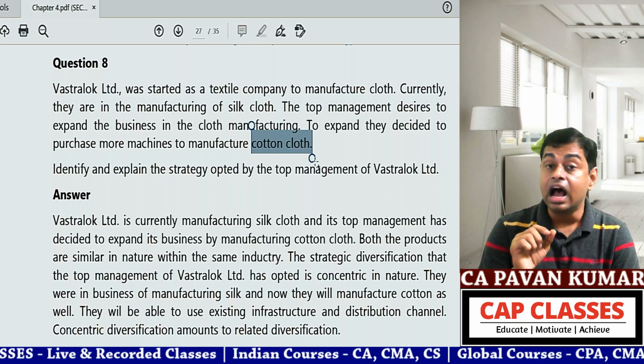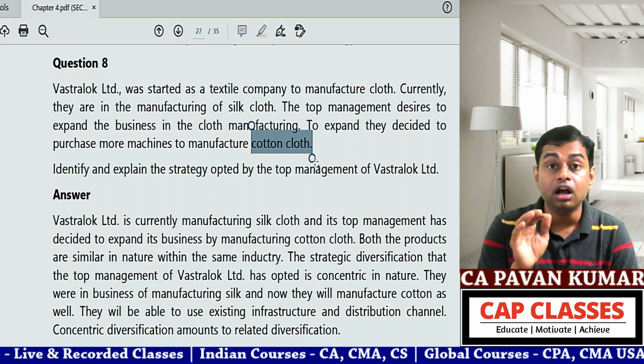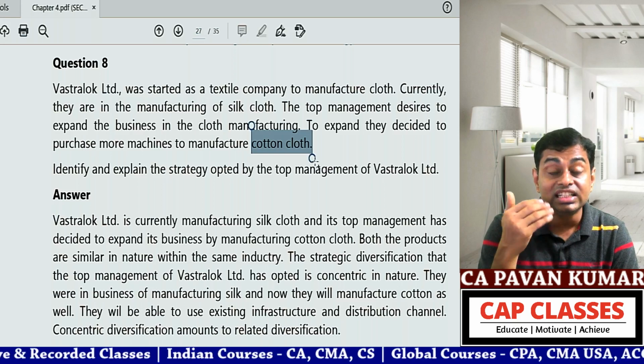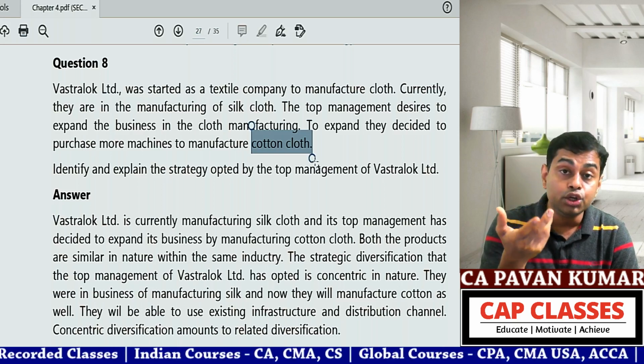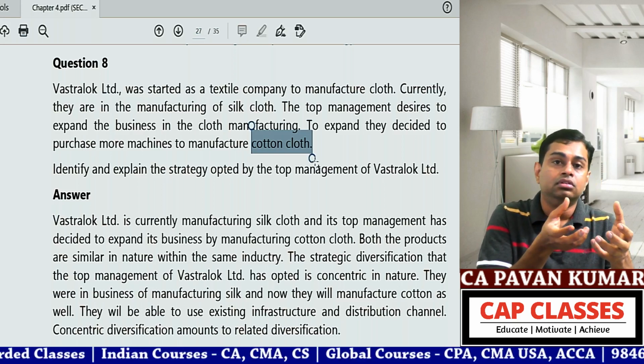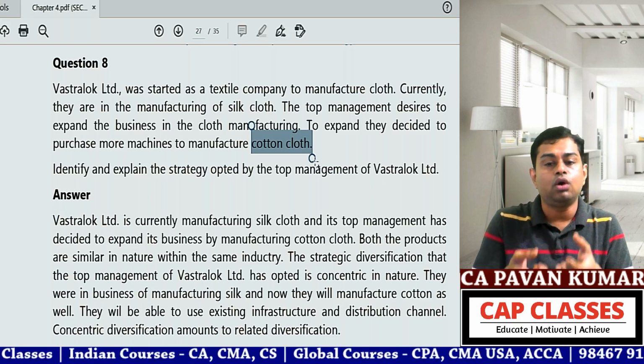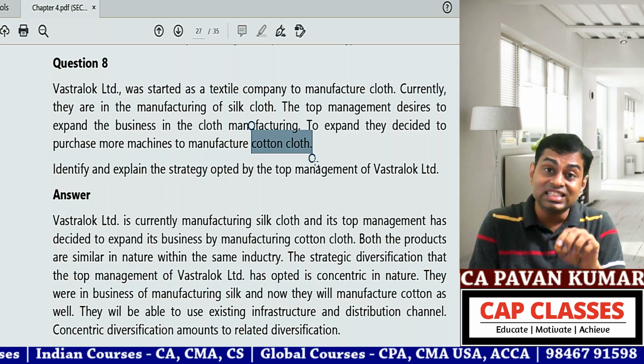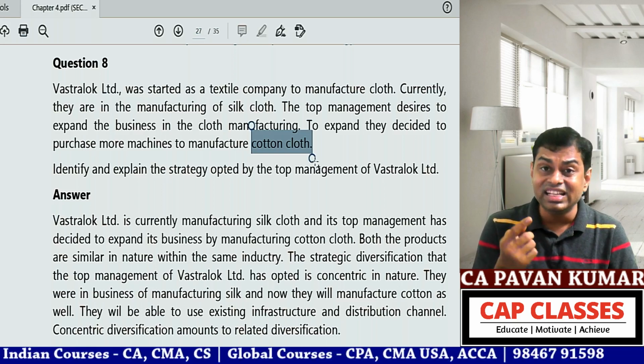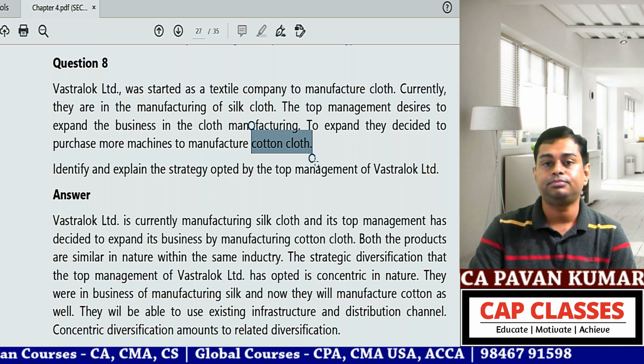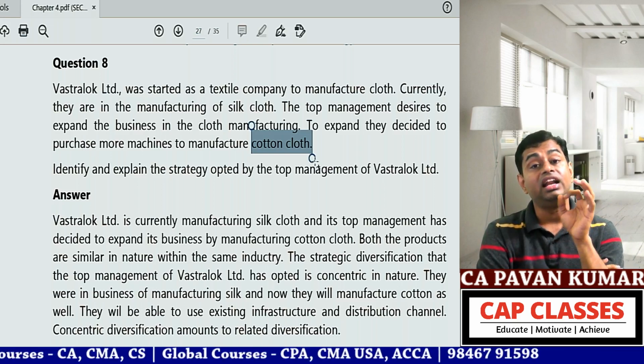So is it unrelated diversification? Hold on. No, they are not changing the industry. They are not changing the product. They were silk manufacturers. Now they will be manufacturing silk and cotton both. So is it related? Yes. It is a related diversification.